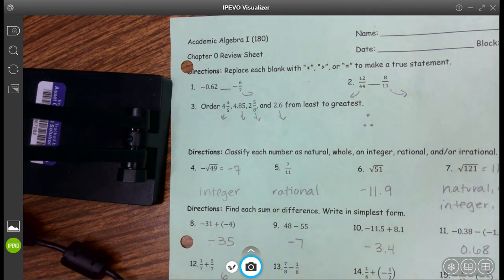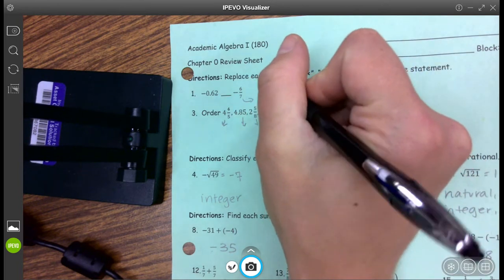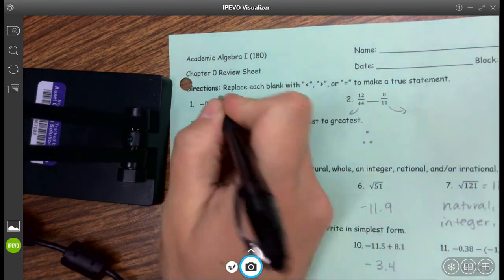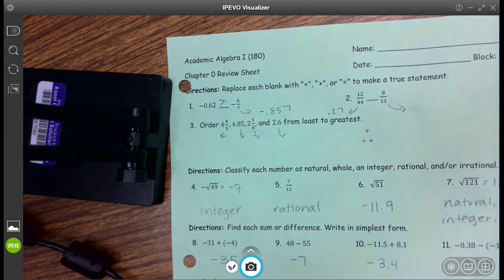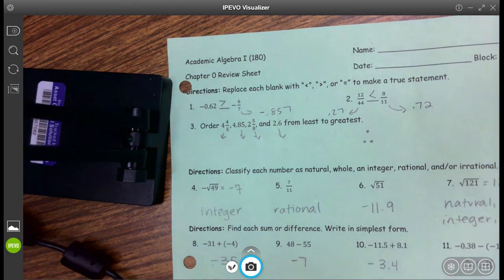Okay, the first one, we have to take 6 divided by 7 in your calculator, and you're going to get negative 0.857, which is actually less than 0.62 because it's further away from 0. So you put the greater than symbol. For number 2, 12 divided by 44 is 0.272, and 8 divided by 11 is 0.72, which is actually greater. So 12/44ths is less than 8/11ths.